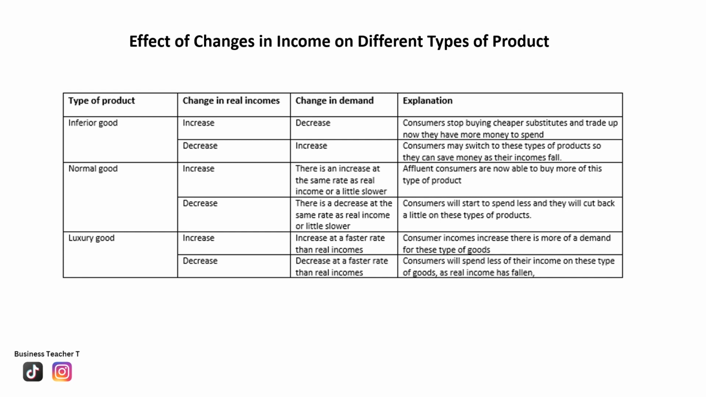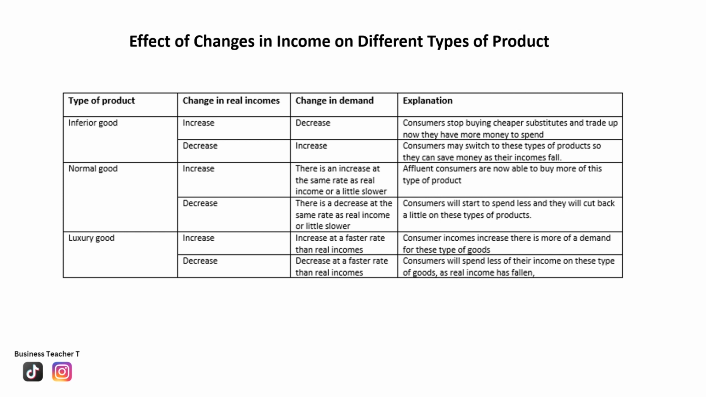Now, for inferior goods, when there's an increase in real incomes, then there's going to be a decrease in demand, and consumers stop buying cheaper substitutes and trade up now they have more money to spend. When there's a decrease in real incomes, then there's an increase in demand for these types of goods, and consumers may switch to these types of products so they can save money as their incomes fall.